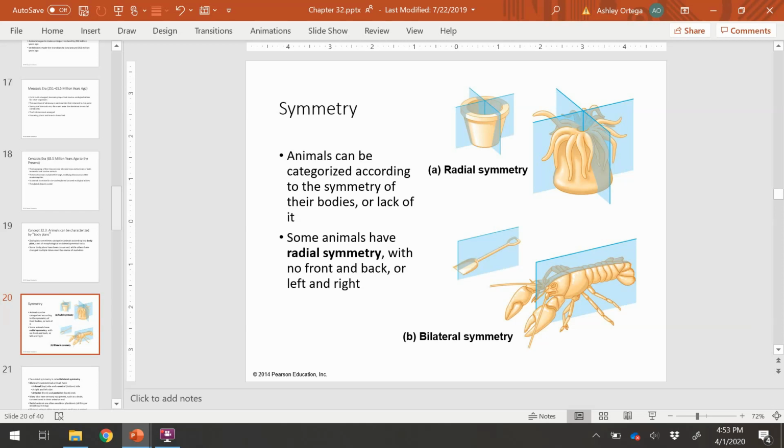Humans, we have bilateral symmetry. We can only be cut down the middle from head to toe to have symmetry, left and right arms, left and right legs. So that's something you want to understand. As we'll see, most animals have bilateral, but some will have radial symmetry.